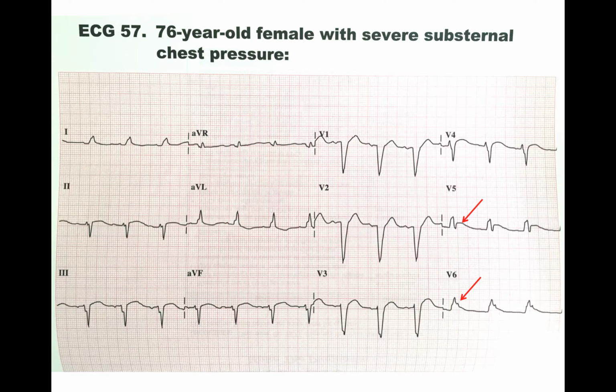So, a concordant ST segment elevation greater than 1 millimeter, here in V5 and V6, is an unusual finding in left bundle branch block and is generally considered to be a sign of myocardial injury.